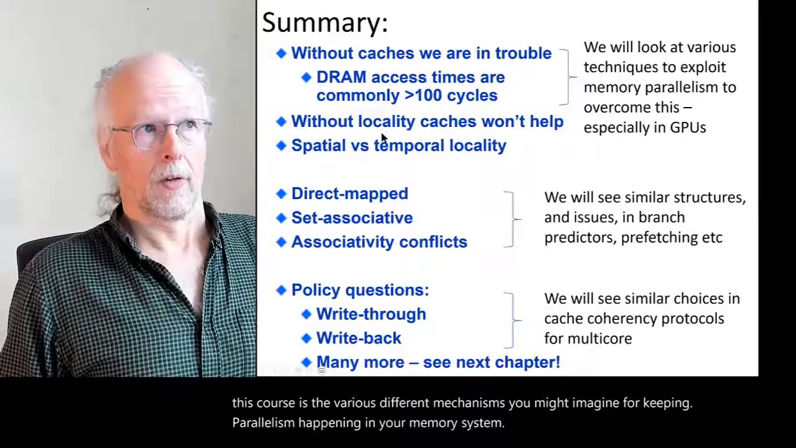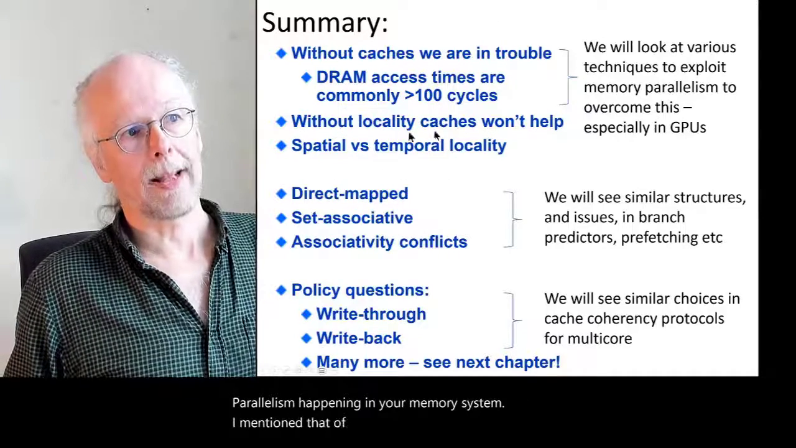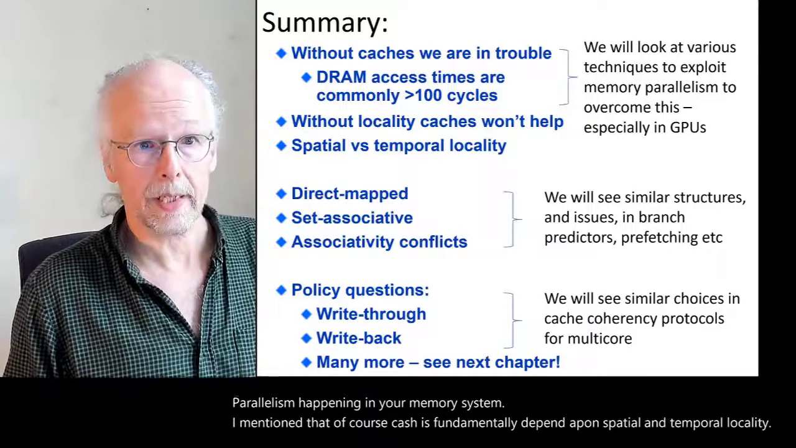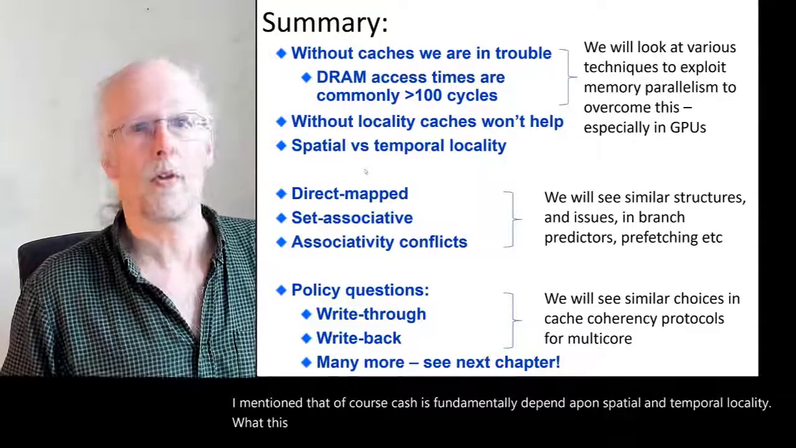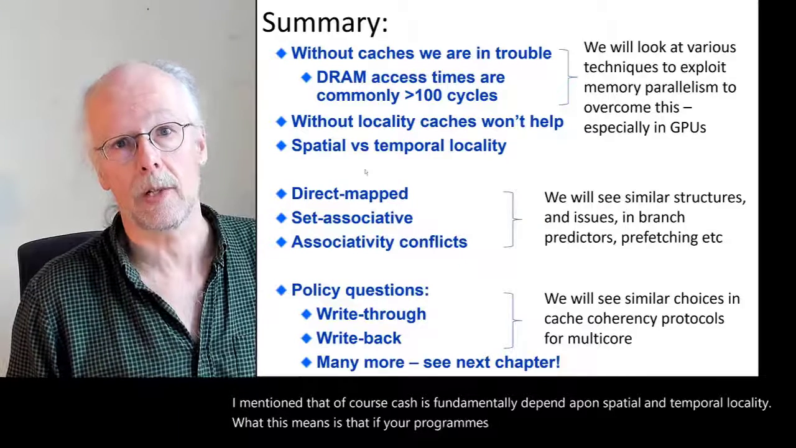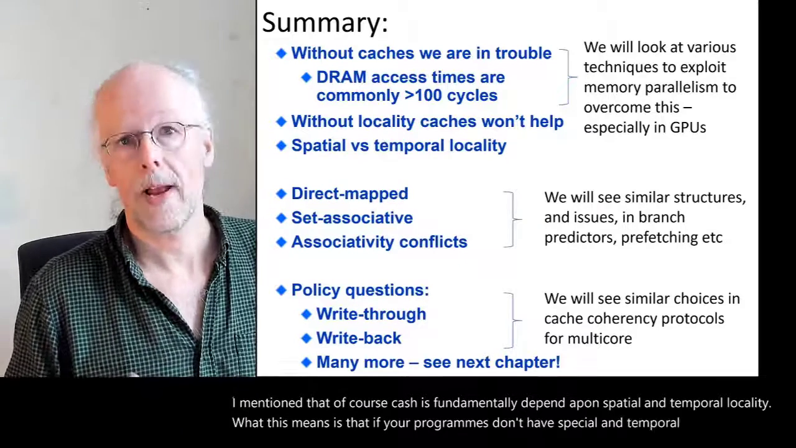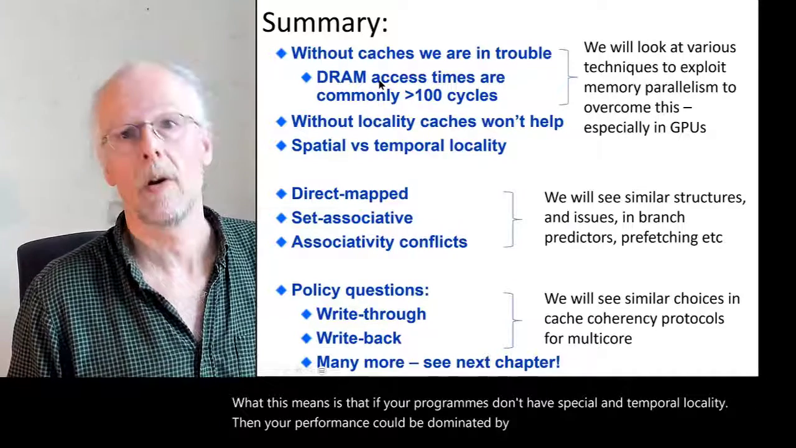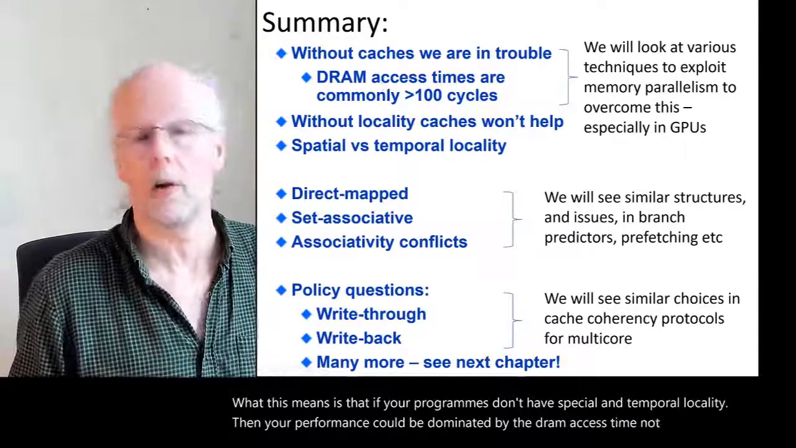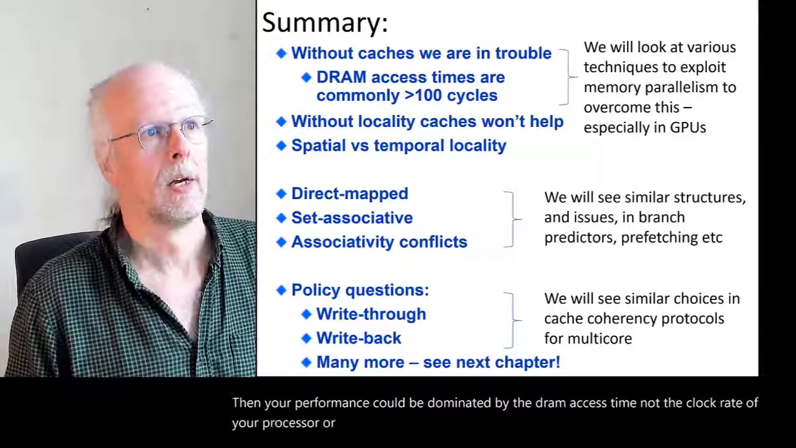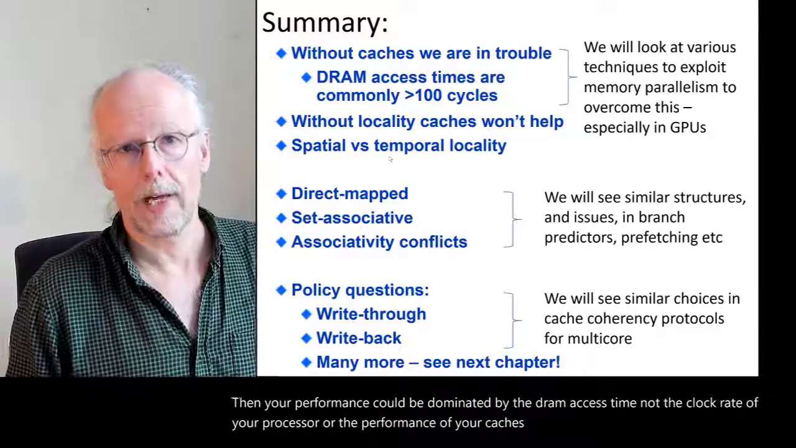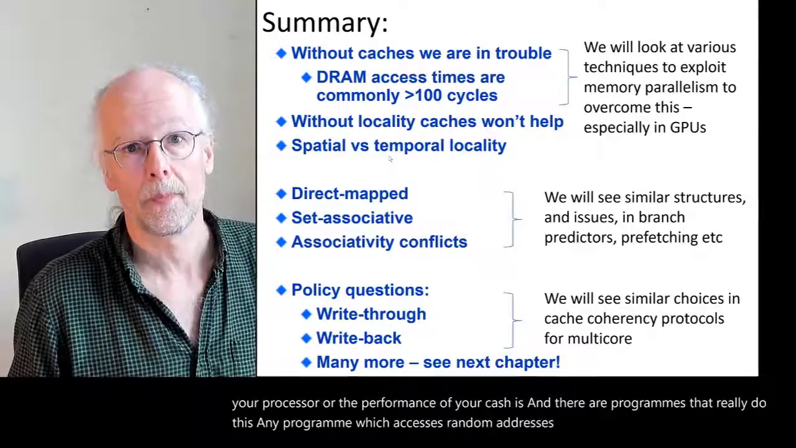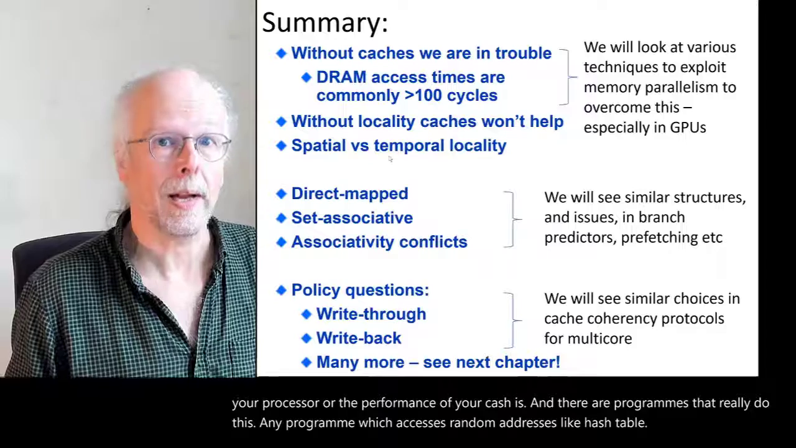I mentioned that, of course, caches fundamentally depend upon spatial and temporal locality. What this means is that if your programs don't have spatial and temporal locality, then your performance could be dominated by the DRAM access time, not the clock rate of your processor or the performance of your caches. And there are programs that really do this. Any program which accesses random addresses, like a hash table, is doing really, really expensive things.